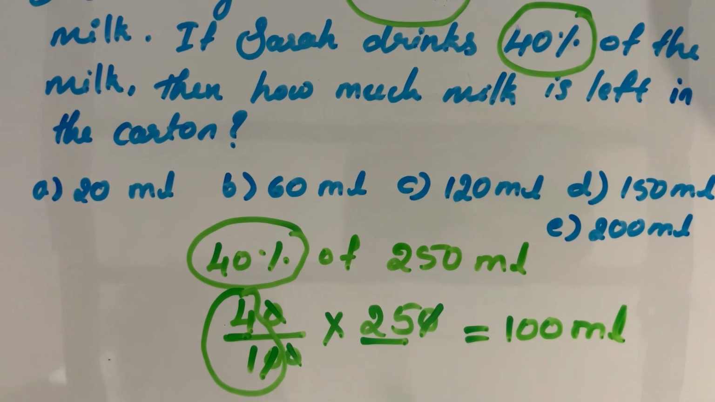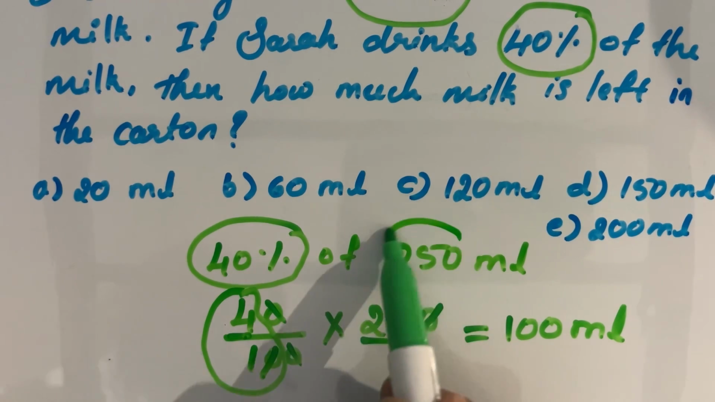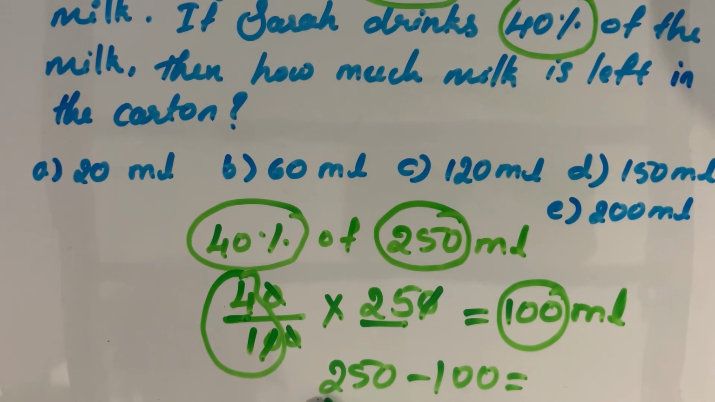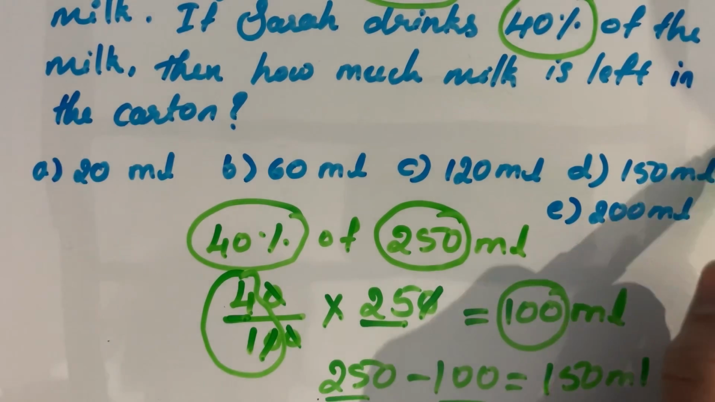So Sarah drinks how much milk? 100 ml of milk. If Sarah drinks 100 ml of milk, how much milk is left in the carton? Carton is 250 ml. If she drinks 100 ml, the leftover milk is 250 minus 100, nothing but 150 ml. Correct option is option D, 150 ml.